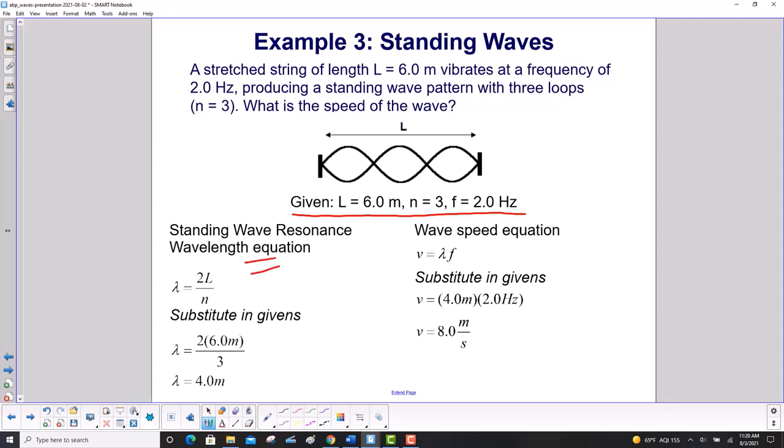And if you do a lot of these, maybe you can just look at this and see, here's the wave, and the total length there is 6. So this is 2/3 of that, so the wavelength is 4 meters. Or you can use our equation, where lambda is 2L over n. We substitute in our givens, we're given the length and n, and we get 4 meters, which tracks with what it looks like pictorially. Then we use the wave speed equation, where the velocity is lambda times frequency. Here's the wavelength that we found, here's the frequency that we were given, and we get 8 meters per second.